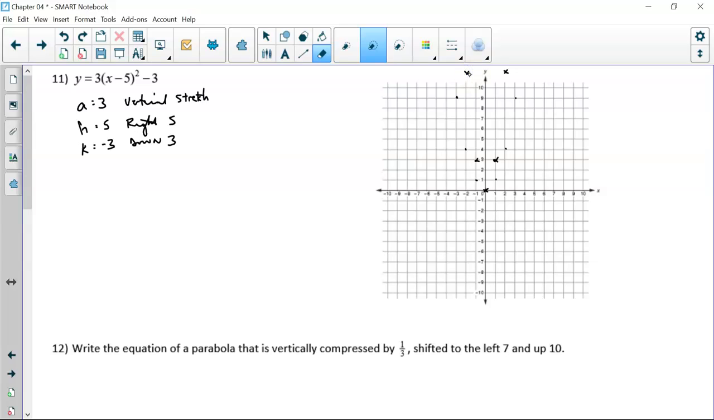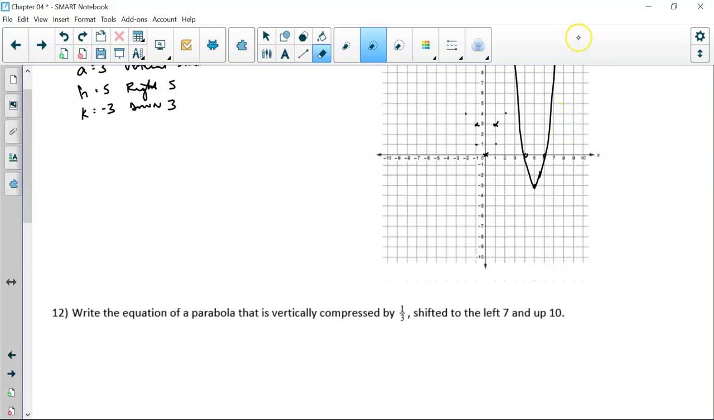And now those stretch points, I'm going to move them to the right 5 and down 3. So each point, I'm going to go to the right 5, down 3. To the right 5, down 3. To the right 5, down 3. And there's my graph. It's something we're going to have to be working on and practicing, but there is the graph without using a calculator.